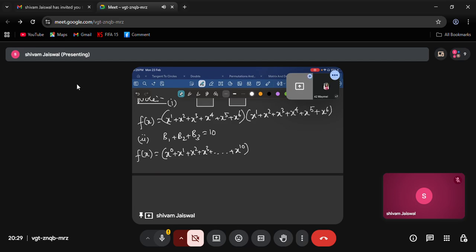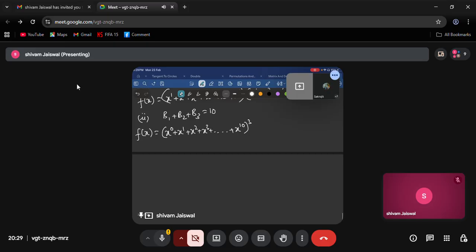Right. Tell me, Sarthak, are you getting? Yes, sir. Okay. But this can happen with B2 also. So same polynomial. This can happen with B3 also. So same polynomial, whole cubed. Are you getting, Swapnil?